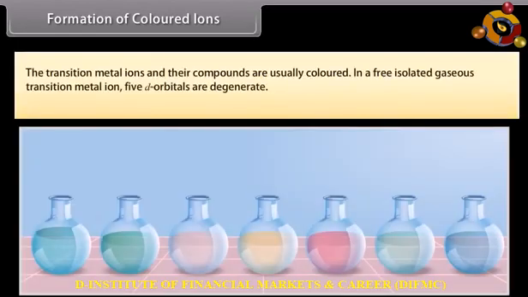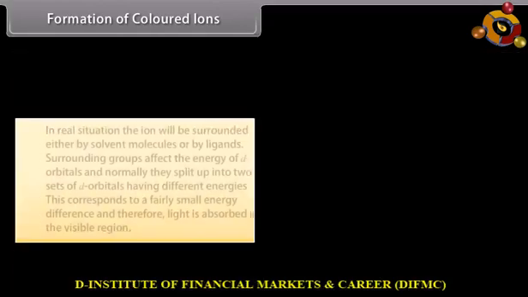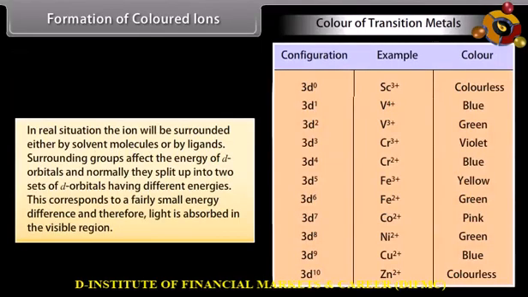Formation of colored ions. The transition metal ions and their compounds are usually colored. In a free isolated gaseous transition metal ion, the 5 d orbitals are degenerate. In a real situation, the ion will be surrounded either by solvent molecules or by ligands. Surrounding groups affect the energy of d orbitals, and normally they split up into two sets of d orbitals having different energies. This corresponds to a fairly small energy difference, and therefore light is absorbed in the visible region.